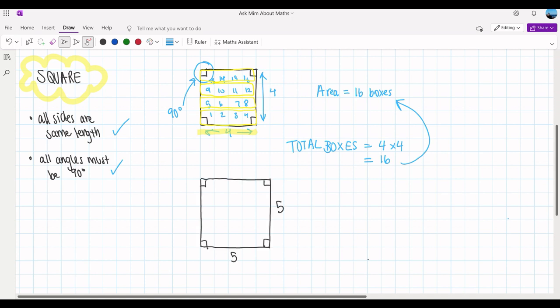Let's have a look at the second example here. Now, we've got another square, and we can see that we've got a right angle, and our side lengths are the same. So we definitely know that it is a square. Now, without counting the boxes, how can we figure out what the total amount of boxes is, or in other words, our area? Right. We multiply 5 by 5 together. What's 5 times 5? 25. Perfect. So our area is 25 boxes.